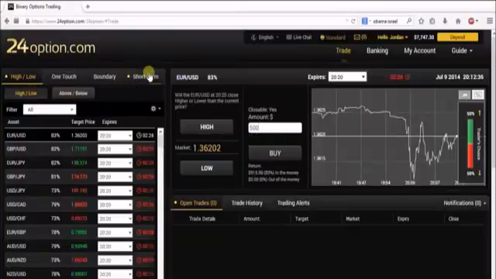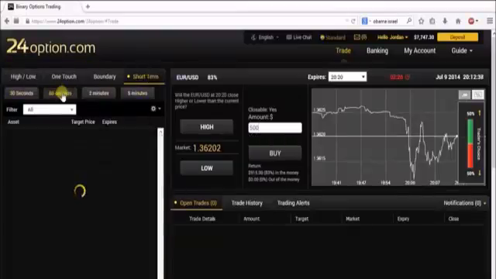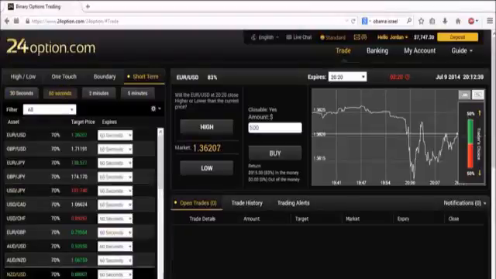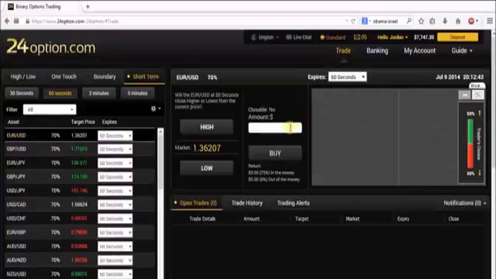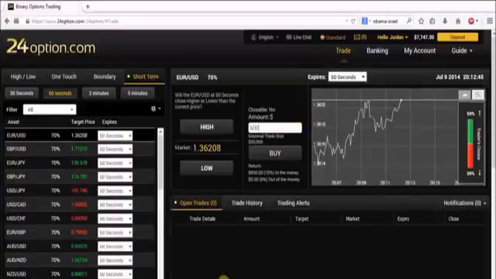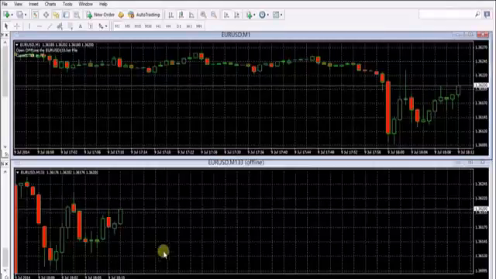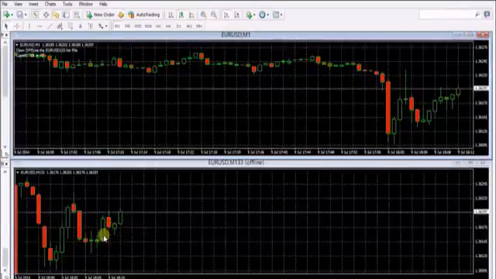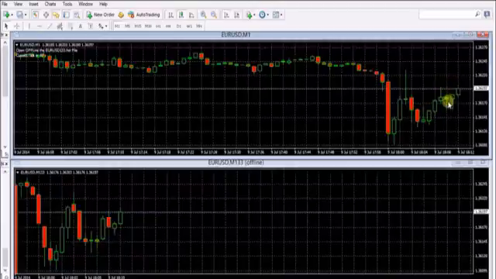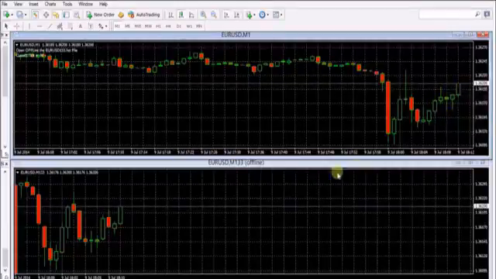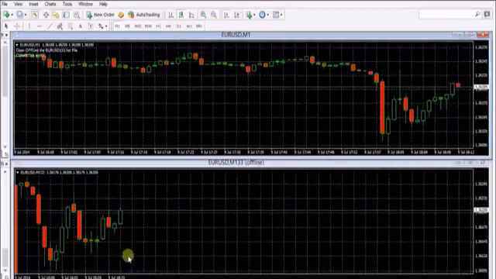Let me just make sure here I wasn't on short-term 60-second trading. Euro-US dollar. Okay, we may have confirmation of the trend here, but these are smaller volatility, smaller price fluctuations, but it's starting to look good.